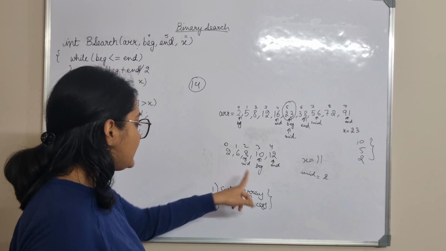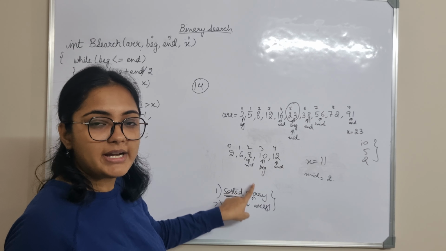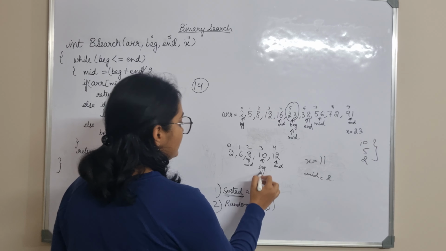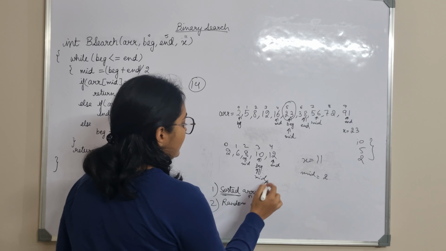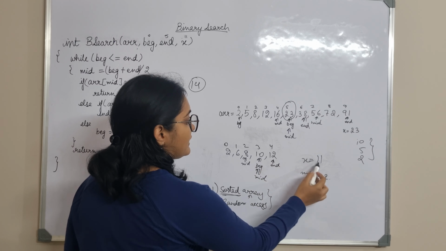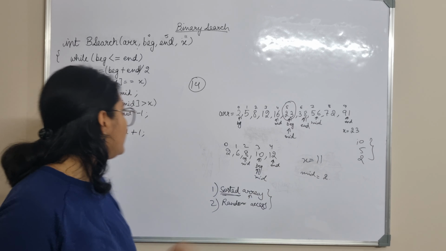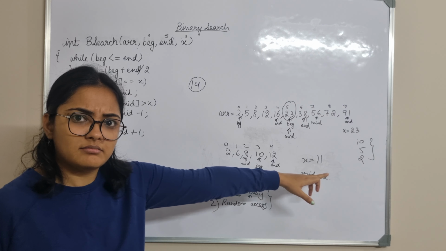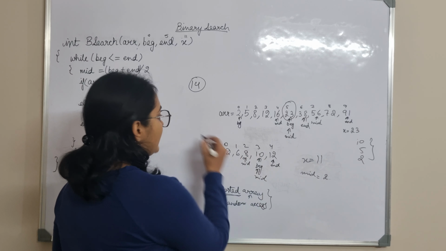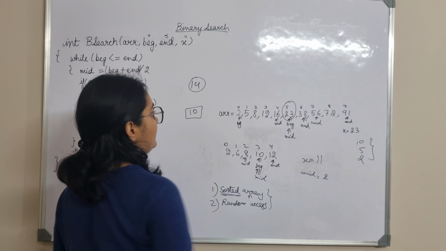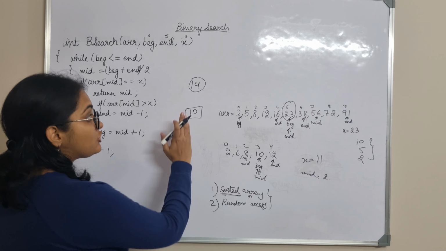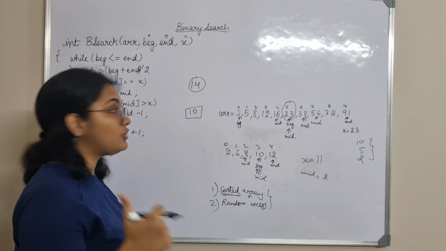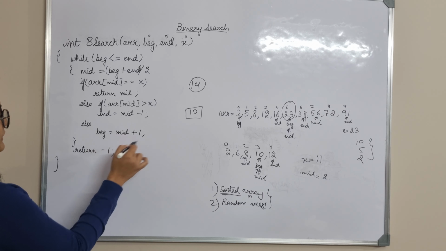Now let's say we are here. 3 plus 4, 7 by 2 is 3. So mid is equal to 3. Right? If array of mid is equal to 11? Sorry, is 10 equal to 11? No, it's not. If array of mid is greater than x, is 10 greater than x? No, it's not. So if we see 10 and we are looking for 11, then it should be on the right side, so what we should do is beginning is equal to mid plus 1. That is what we are doing here.